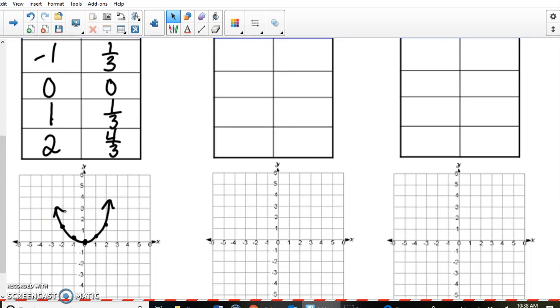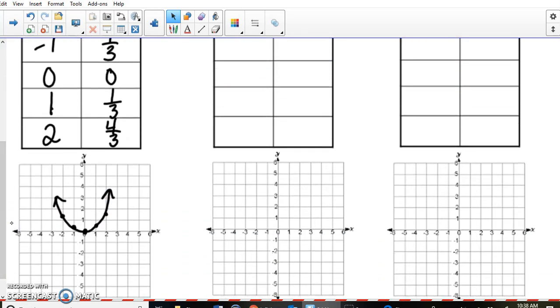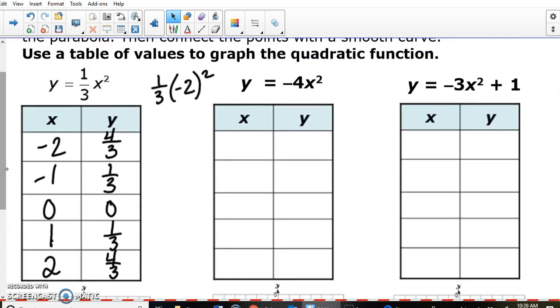If you graph it and you get kind of a weird looking shape, either check your values, check what you plugged in and make sure you got the right y values, or else maybe try some different x values and see if you can get a different section of the parabola to make it look correct. Go ahead and try these other two on your own. Remember, you're going to pick your x values, plug in, and solve for your y values, and then you'll graph them. You should get a parabola.